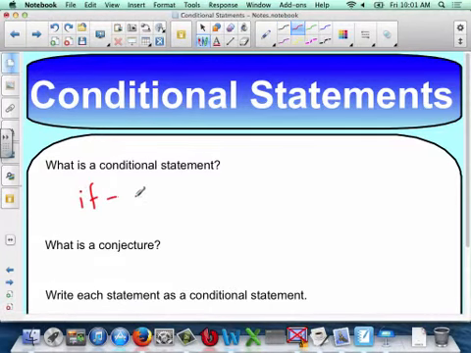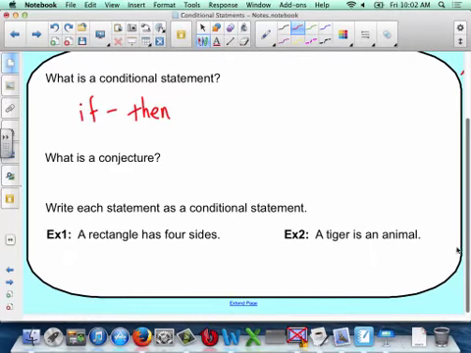It's an if-then statement. If this happens, then that will happen. That's all that means. When we hear conditional statements, think about it as an if-then. So here's what we're going to do. I'm going to give you guys boring statements, and I want you to write each as an if-then statement. This is a little tricky. You have to make sure these are grammatically correct. That's the hard part.